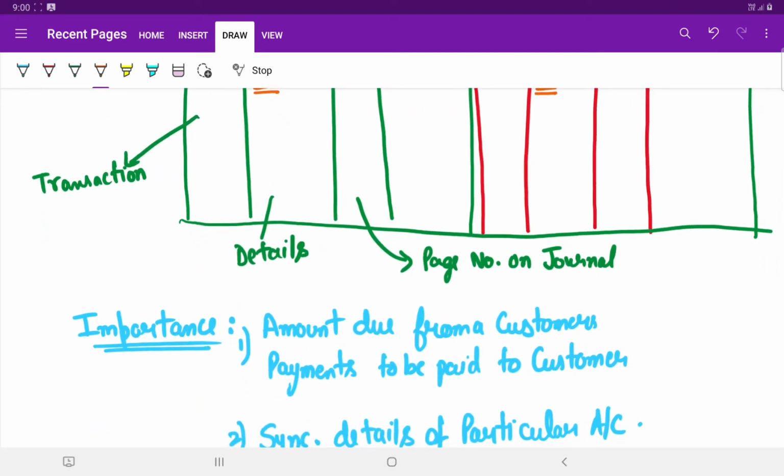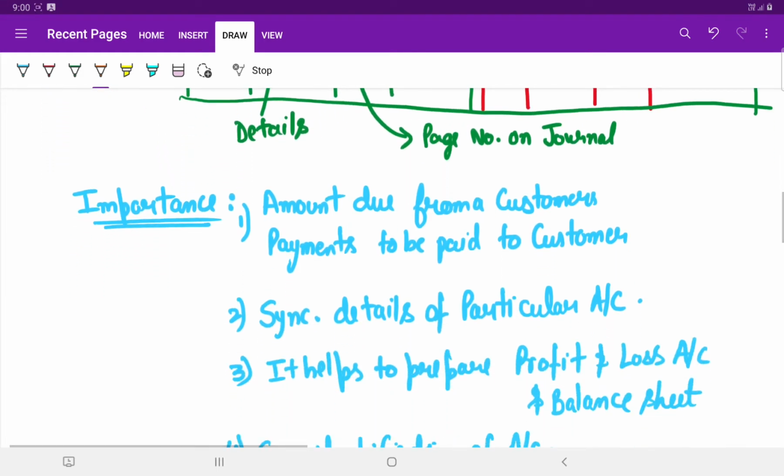Now what is the importance of a ledger? Many times a question is asked in the examination regarding the importance of a ledger. The management can know, on a particular date, the amount due from certain customers or the payments to be made to creditors. Whether we have to receive a payment or give a payment, it can be traced very easily by going through the accounts in the ledger.